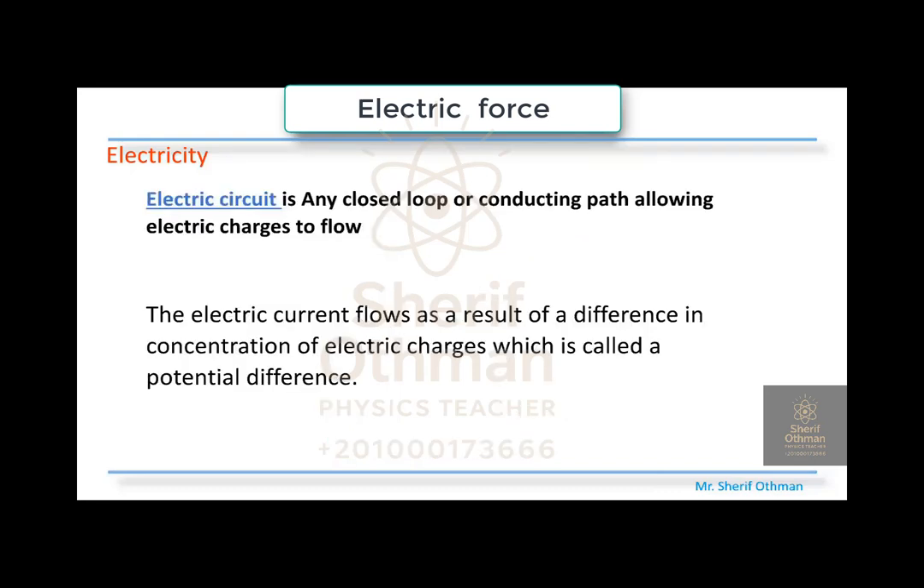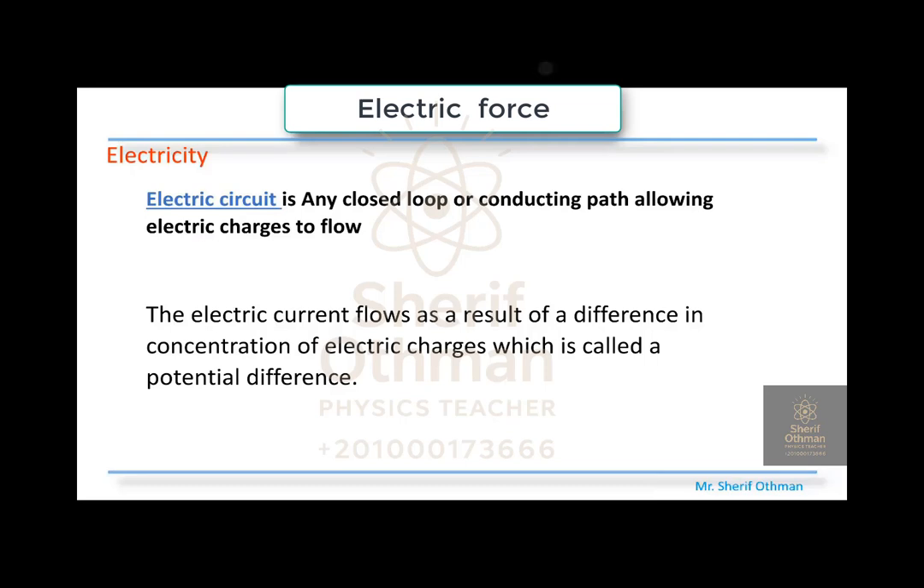What is the meaning of electric circuit, guys? Electric circuit is a closed path for electrons. So the electron can flow from the beginning or a certain point through the circuit, returning back to this point.